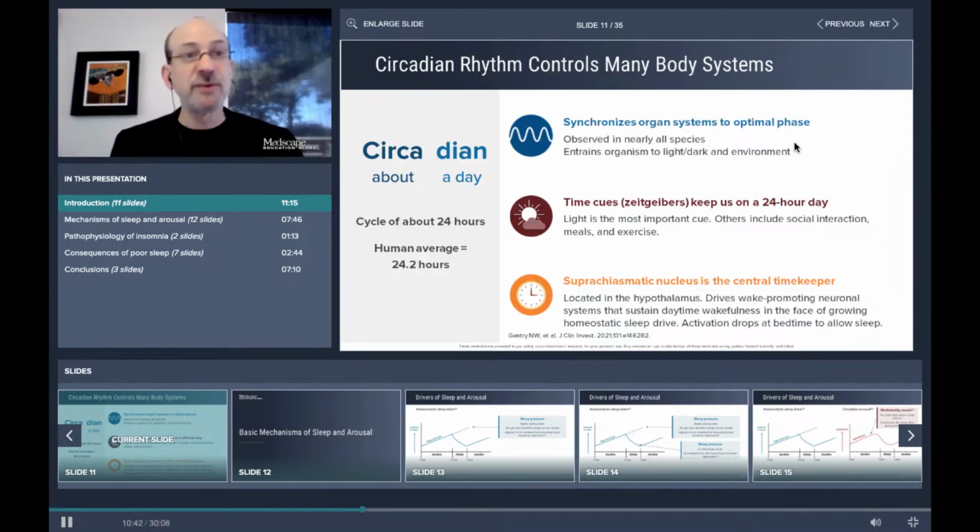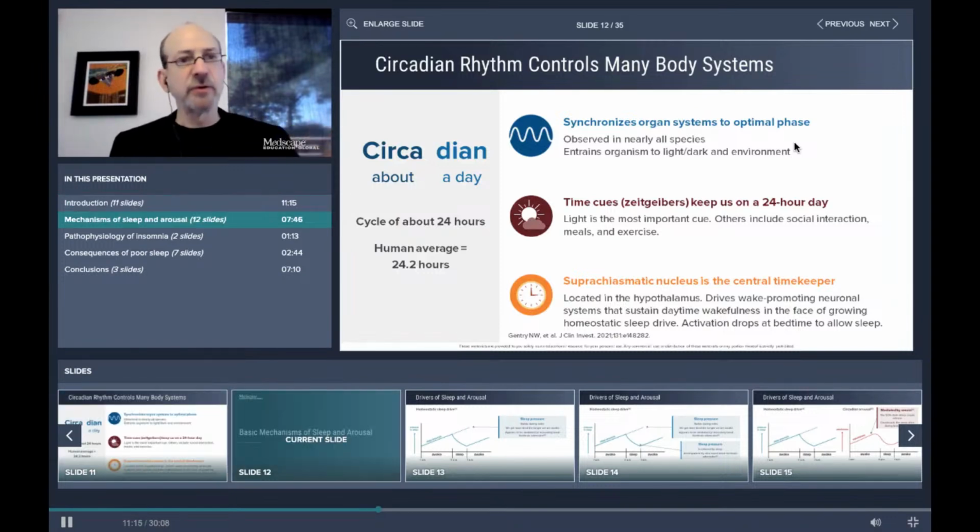And one of those things is sleep. Sleep happens at a specific time of day in every animal. Essentially, it's programmed in because we have a clock. And that clock lives in a part of the brain called the suprachiasmatic nucleus, which is in the hypothalamus. It basically functions by driving wake promotion, keeping us awake at certain times of the day so that we cannot sleep, and allowing us to have consolidated, extended periods of wakefulness so that we can do things like attend this talk.